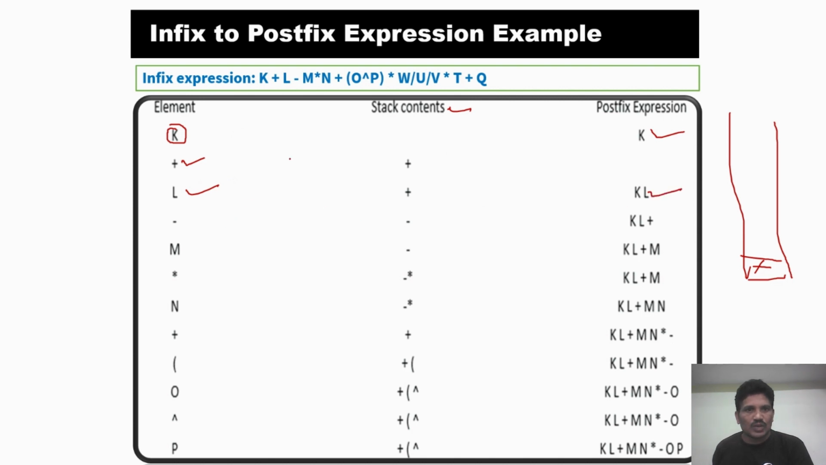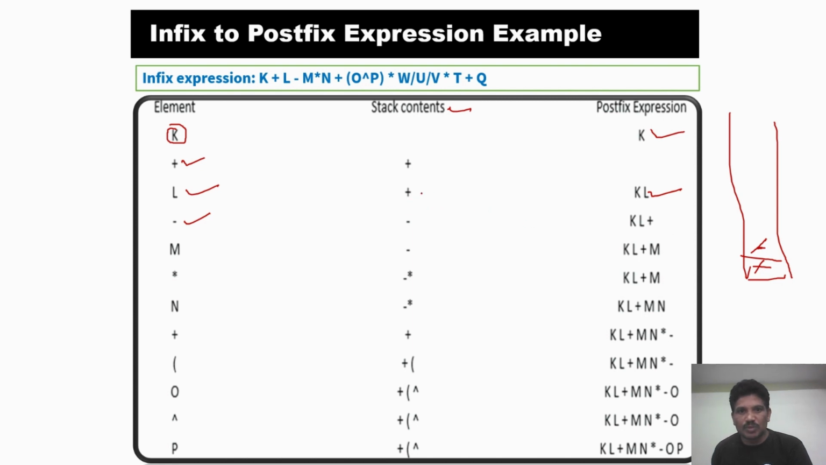See here. Next is the minus operator. Then we check the precedence. Can we place the minus over here or not? Both are equal. First, what do we have to do? Pop the plus operator from the stack, and then push the minus operator onto the stack.